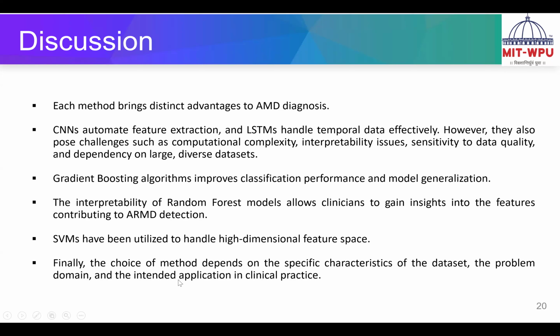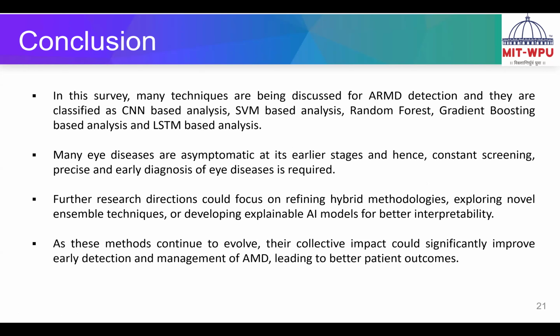Finally, the choice of method depends on the specific characteristics of the data set, the problem domain, and the intended application in clinical practice. So in this survey, many techniques have been discussed for ARMD detection, and many eye diseases are asymptomatic at an early stage, and hence constant screening, precise and early diagnosis is required. Further research direction could focus on refining hybrid methodologies, exploring novel ensemble techniques, or developing an explainable AI model for further interpretability. So all these methods continue to evolve. Their collective impact could significantly improve early detection and management of AMD, leading to better patient outcomes.